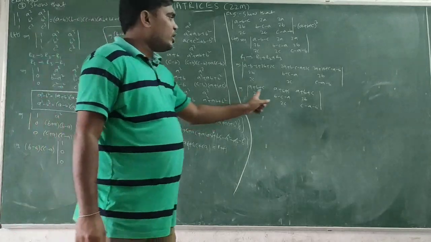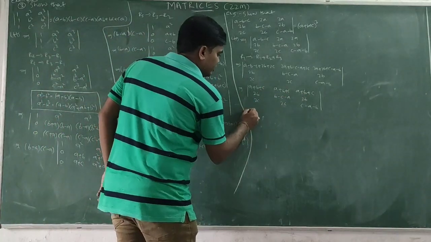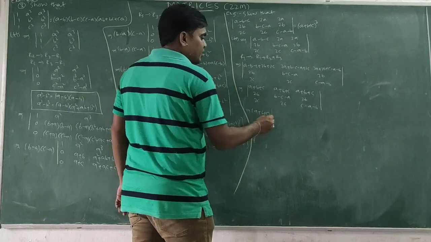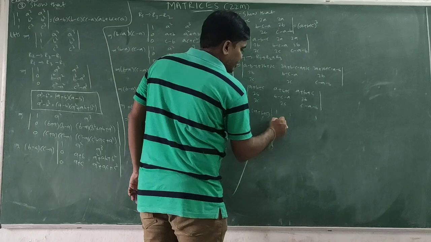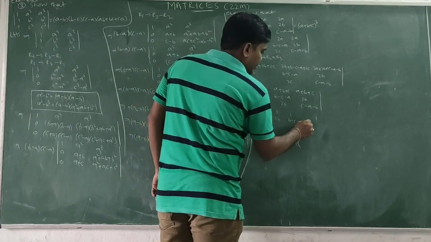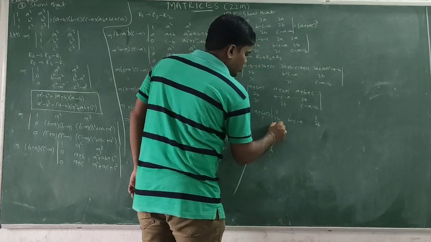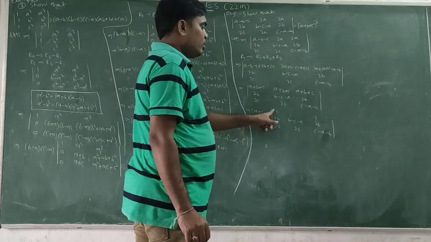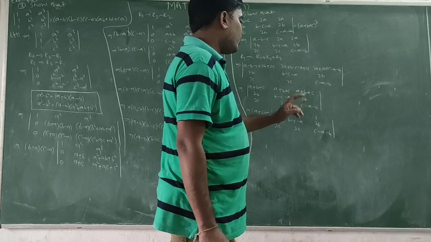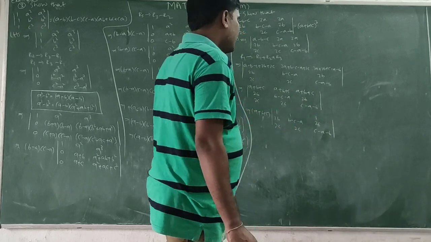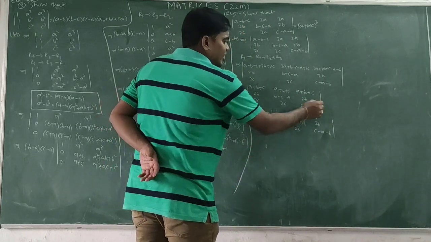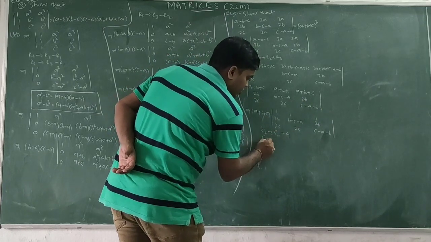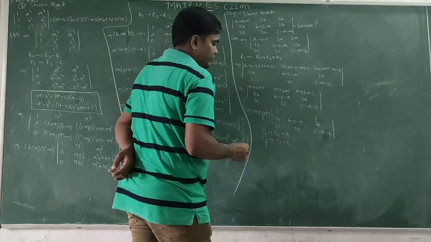Okay, in the first row A plus B plus C is common. If you take A plus B plus C common, we get 1, 1, 1, 2B, B minus C minus A, 2B, 2C, 2C, C minus A minus B. So since the first row elements are equal to 1, I want to convert these two ones to 0. Since it is in the row, I want to use column operation. C2 changes to C2 minus C1, C3 changes to C3 minus C1.